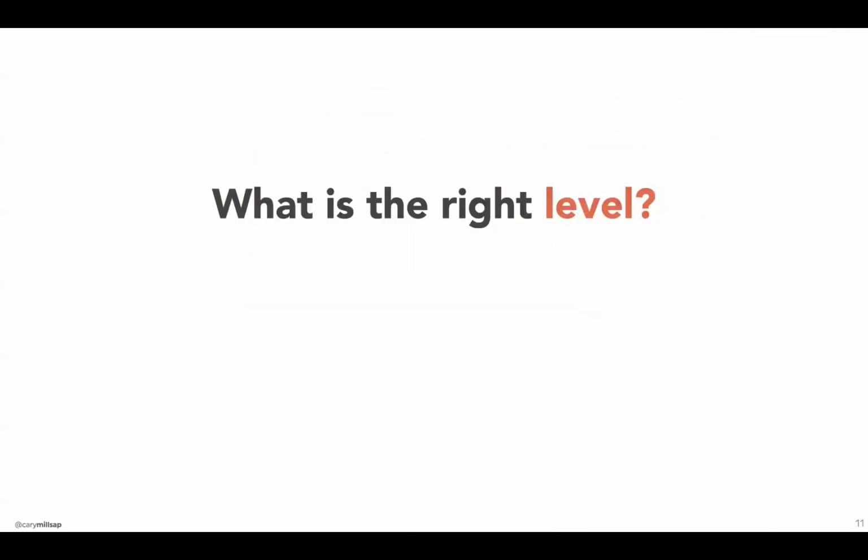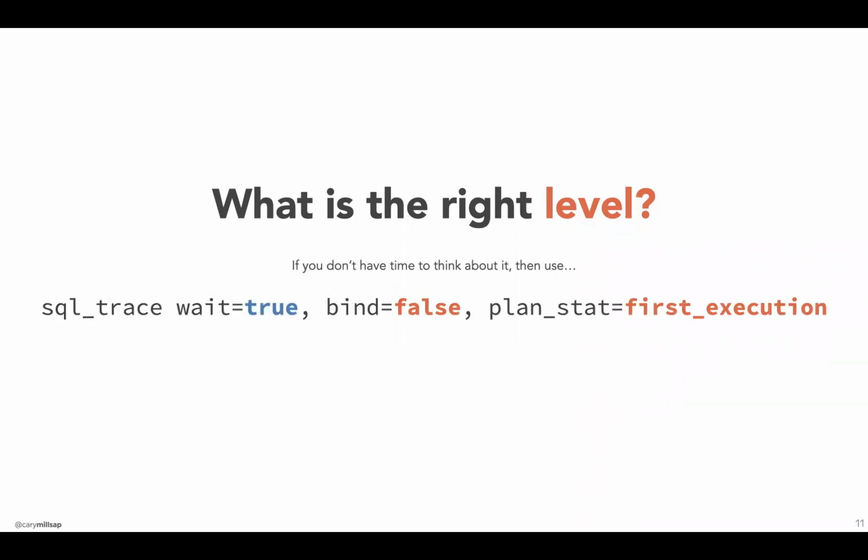So if you do all that stuff, you're going to ask the question, well, you said trace at the right level. What does trace at the right level mean? And fundamentally, it means if you don't have time to think about it, then use this one. Use wait equal true, bind equal false, and plan stat equal first execution. Now, this is the syntax for the new alter session, alter system command that you can use ever since 11.2, I believe it was. So the wait and bind are plural if you use dbms_monitor.whatever, session trace enable, database trace enable, serv_mod_act trace enable. But wait's true, binds false, plan stat first execution.